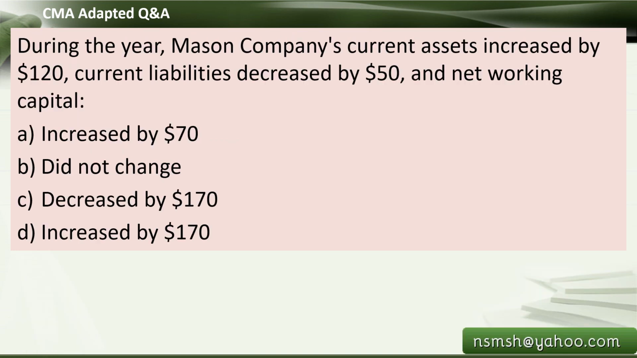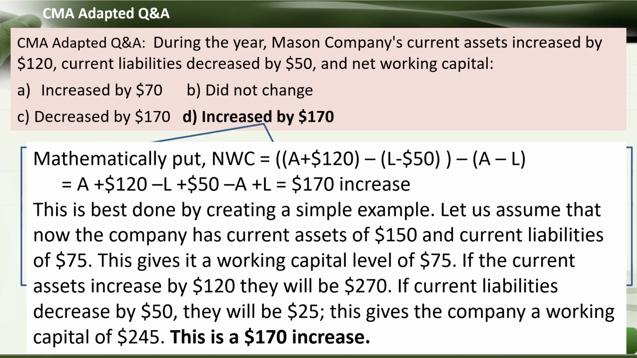Third question: during the year, Mason Company's current assets increased by $120 and current liabilities decreased by $50, and the question is about net working capital. It's a very simple calculation. This question is very easy, and those who are good at mathematics can also see mathematically that the new working capital is assets plus $120 minus the liability. From there it is reduced, $50 is reduced, so minus $50, and this is the changed working capital.